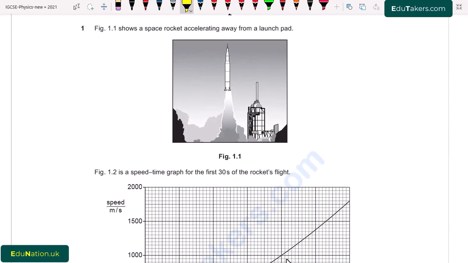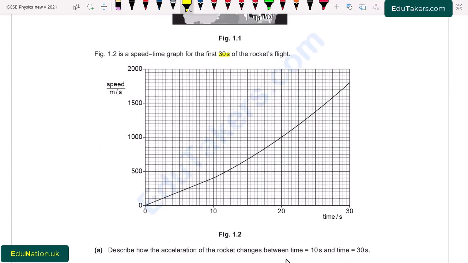Question number 1. Figure 1.1 shows a space rocket accelerating away from a launch pad. So here is the rocket that is accelerating in figure 1.1. Figure 1.2 is the speed time graph for the first 30 seconds of the rocket's flight.